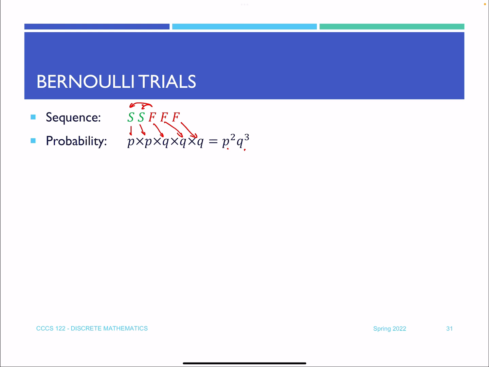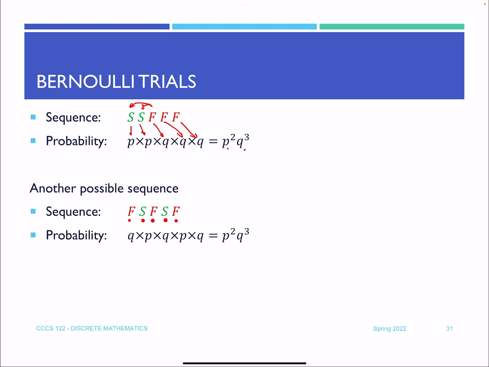Here's another sequence. Failure, success, failure, success, failure. Now, you can see that we can compute the probability of this one coming up. Q, P, Q, P, Q. Rewrite that a little nicer, and you get P squared Q cubed again.